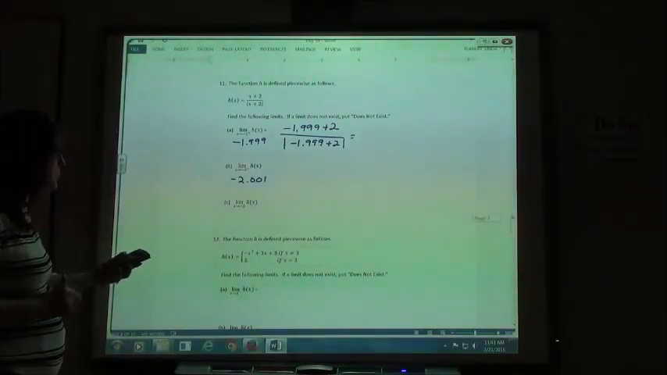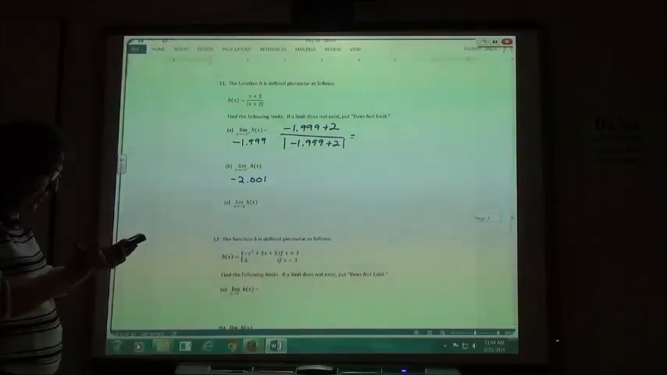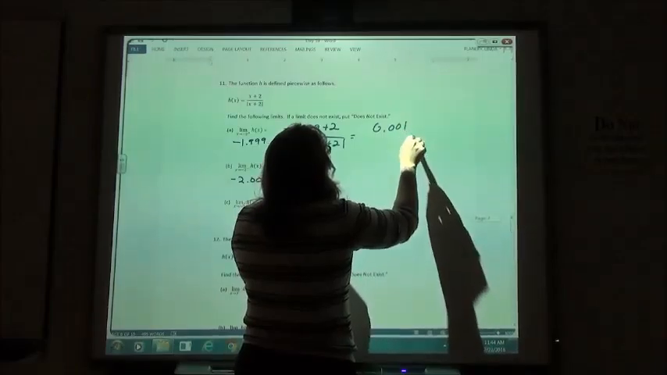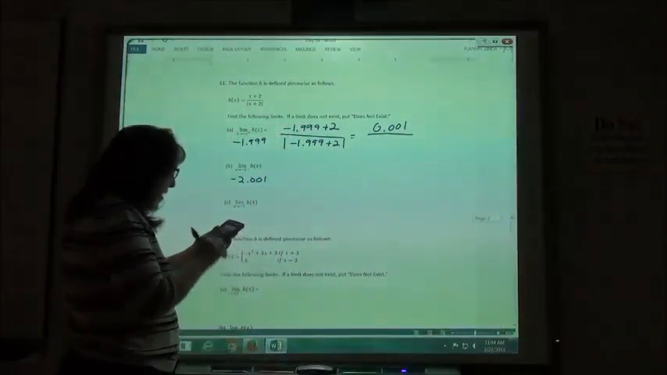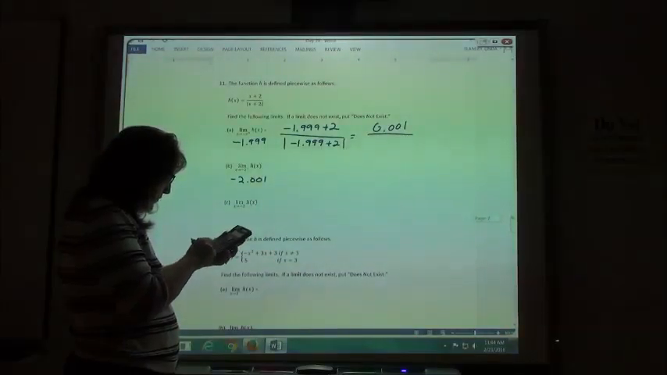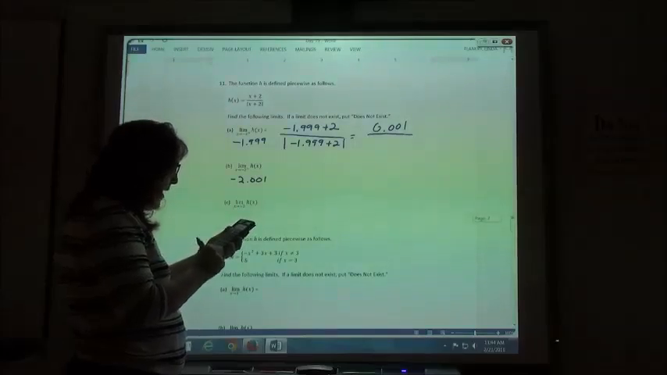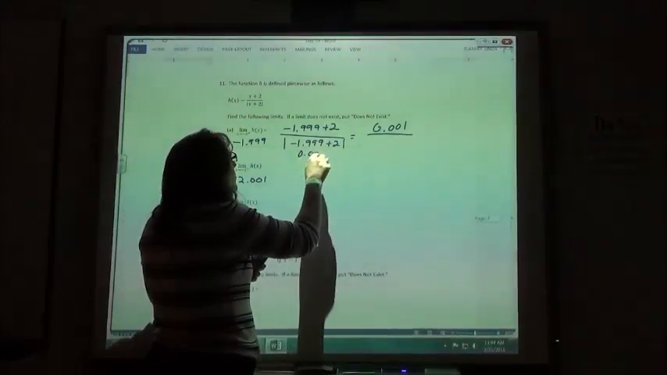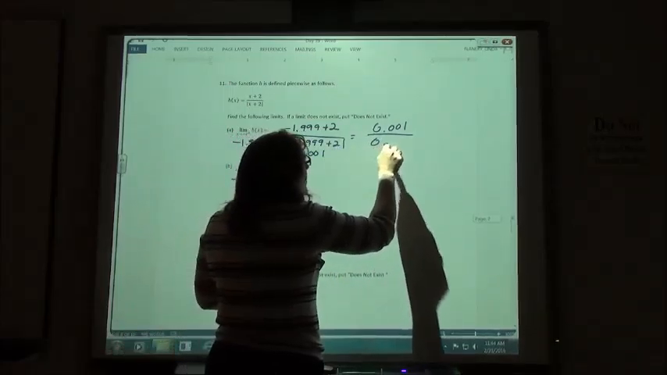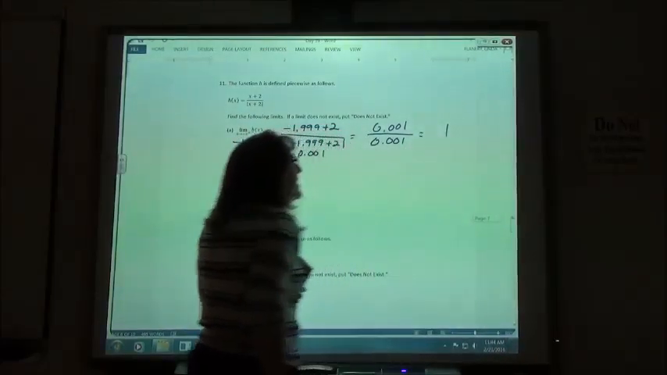So if I have -1.999 plus 2, I would get a positive 0.001. If I have -1.999 plus 2 again, I get 0.001. Since this is positive and it's in the absolute value, it's going to stay positive. And then anything divided by itself is going to stay positive 1.